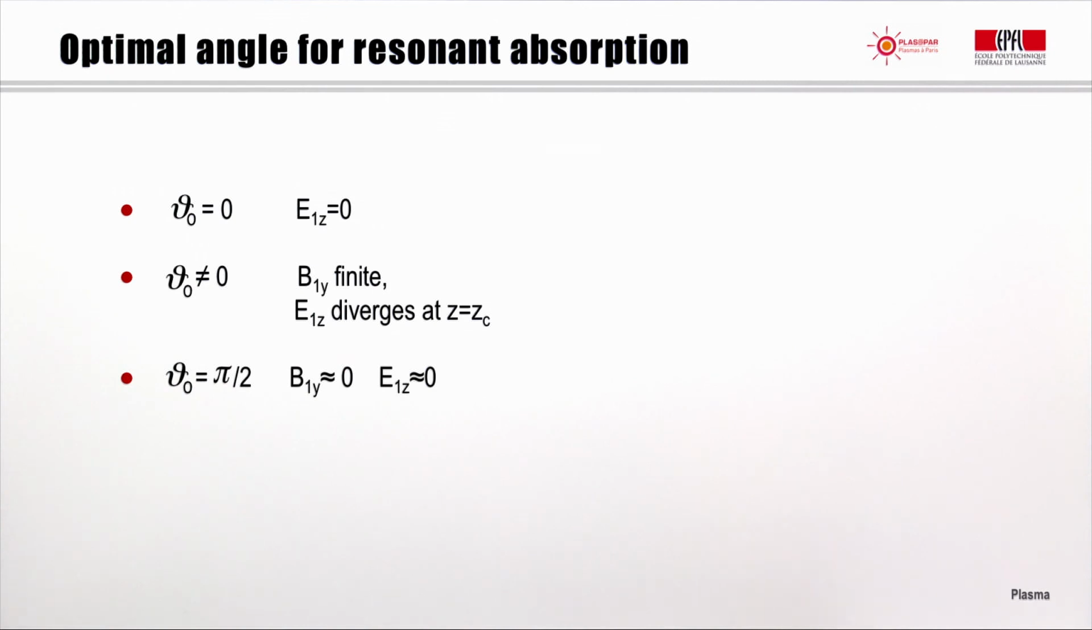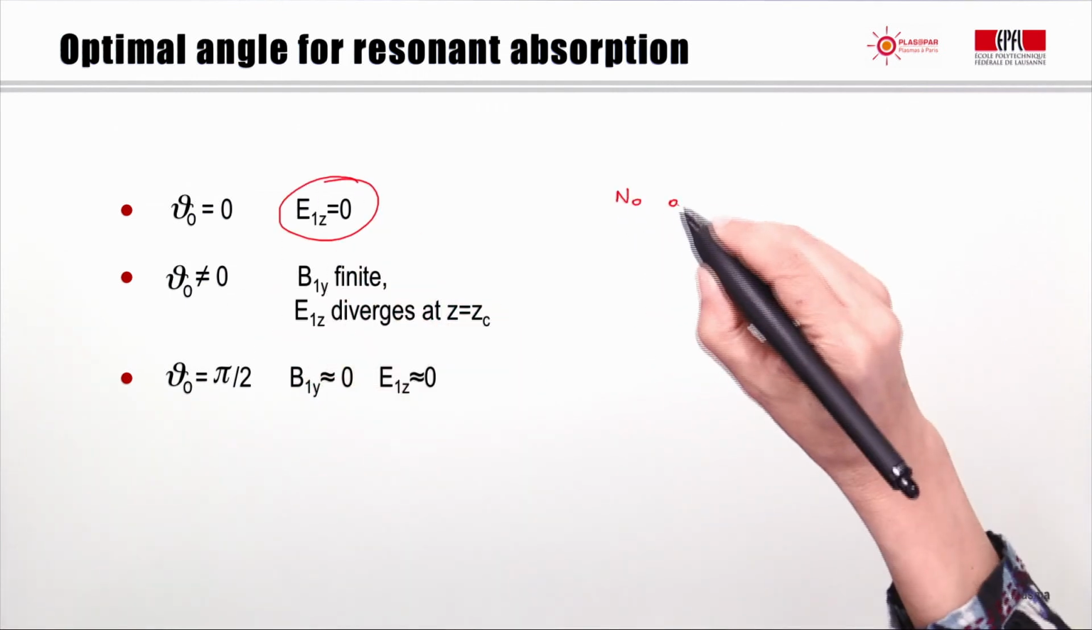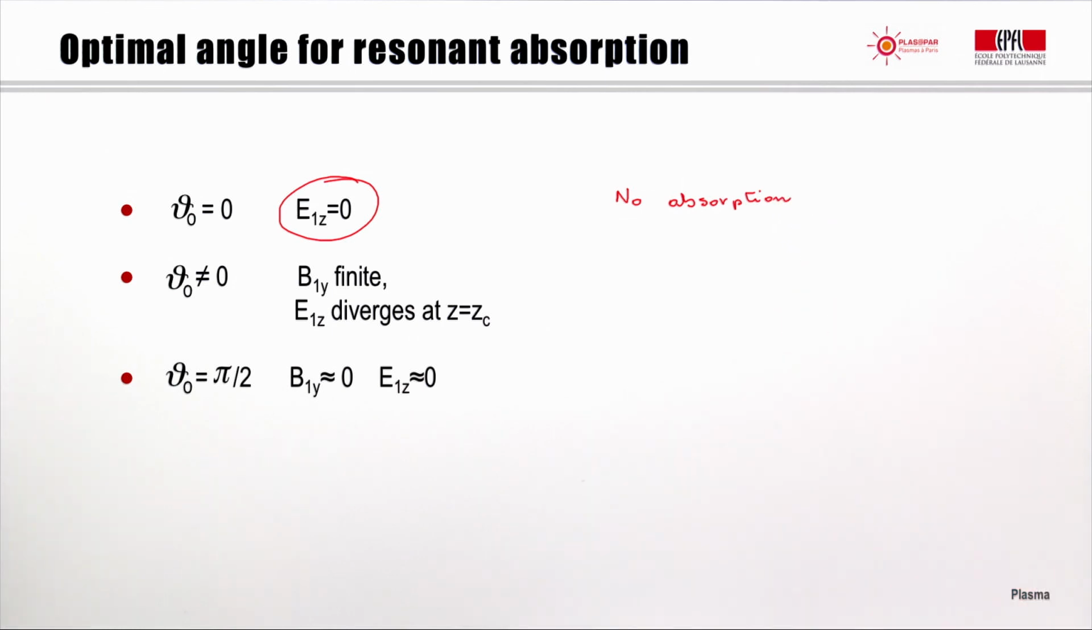If the angle of incidence is 0, we can see from the formula written in the previous slide that the Z component of the electric field is 0, and then we cannot excite a plasma wave. This is the same situation of a wave propagating parallel to the density gradient.